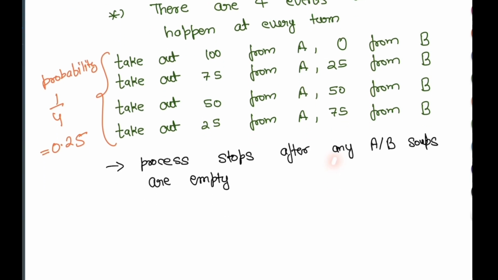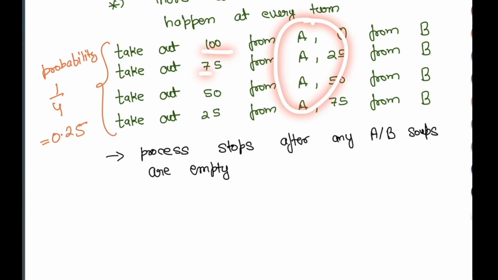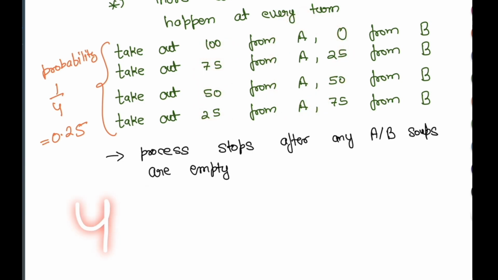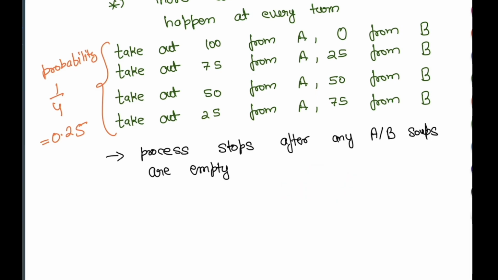So if we talk about four different events happening, and if we say that the probability of these four events happening is the same, and let us say all these four events take place one time, you will see that the total capacity of A reduced is equal to 100 plus 75 plus 50 plus 25, which is equal to 250. So when four turns are completed, 250 capacity of A is reduced, but for B it is 25 plus 50 plus 75, which is equal to 150. So the chances of A going empty is much more than the chances of B going empty.